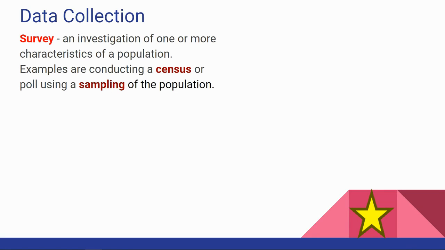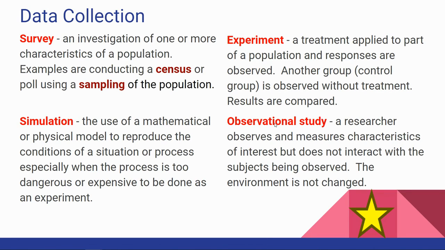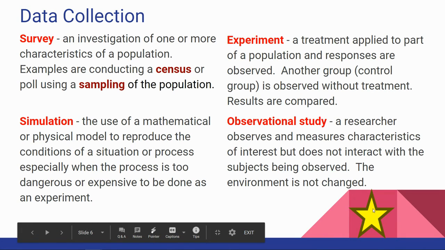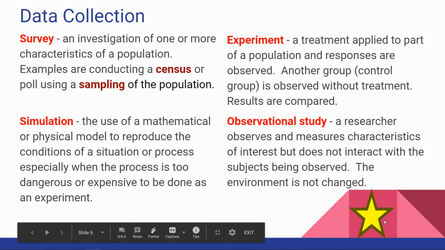So the first type of data collection that we're going to look at is a survey. It's an investigation of one or more characteristics of a population. Some examples are conducting a census or a poll using sampling of the population. These are the other data collections that we'll be looking at in other sections of these notes: experiment, simulation, and observational study. Also, I wanted to note that there is a star on this slide, which means that what's on this slide is important for note taking. So any starred slide, make sure you copy those notes.